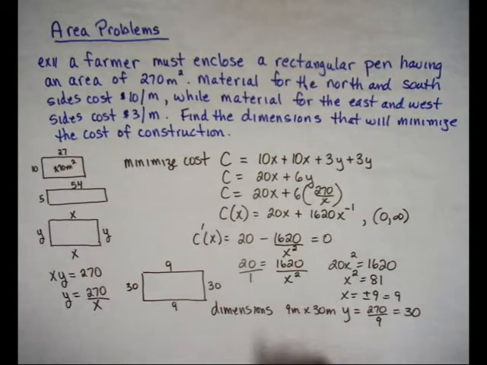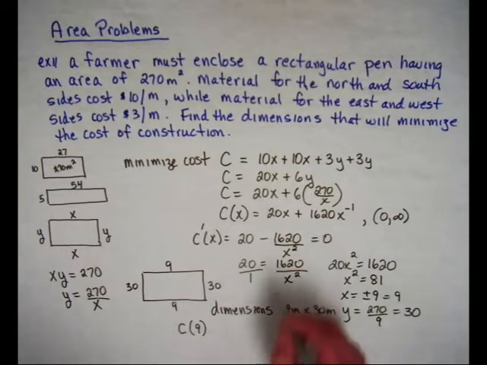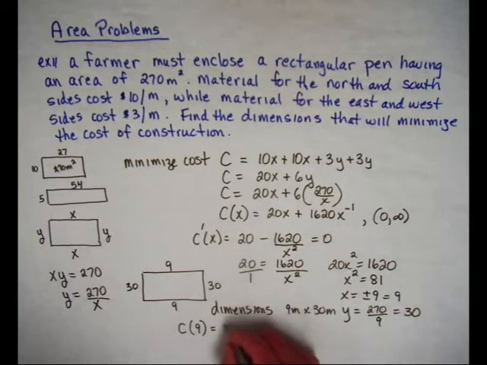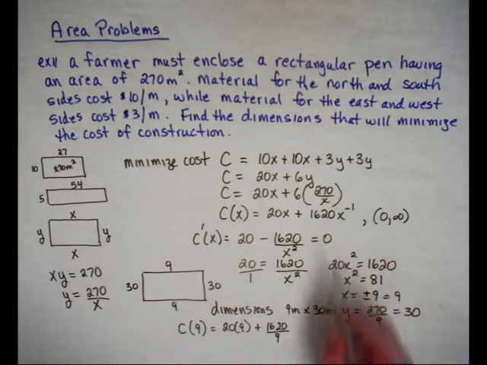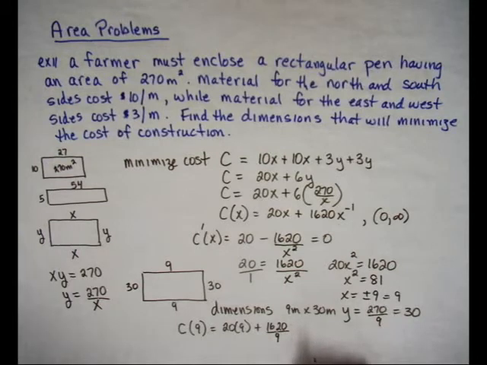And the question didn't ask it, but if we did want to find the minimum cost, we would just find the cost, C, at our critical point, which is 9. So if we plug 9 into our function for C, we would get 20 times 9 plus 1620 over 9. I just moved the x back to the bottom for the sake of that calculation. And it turns out that that would be $360.